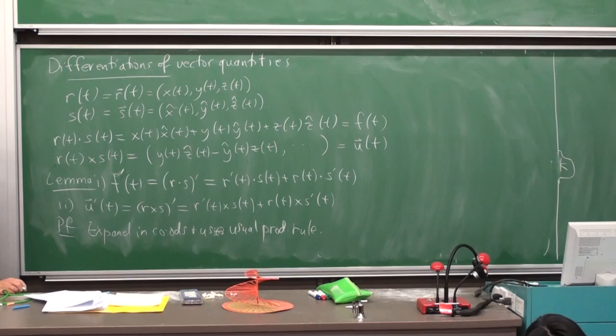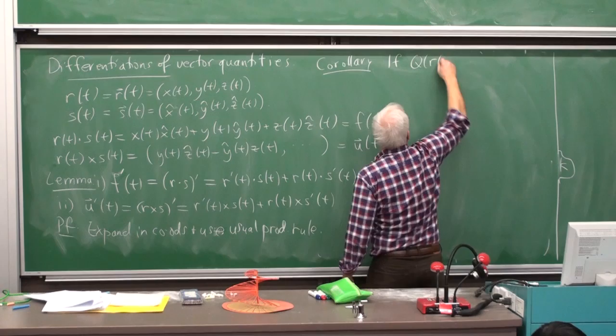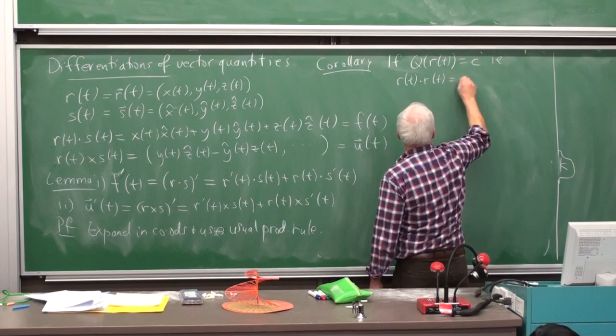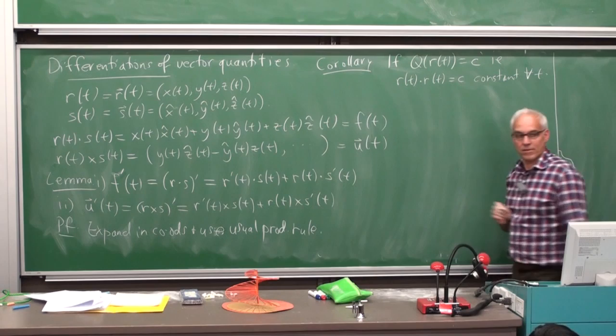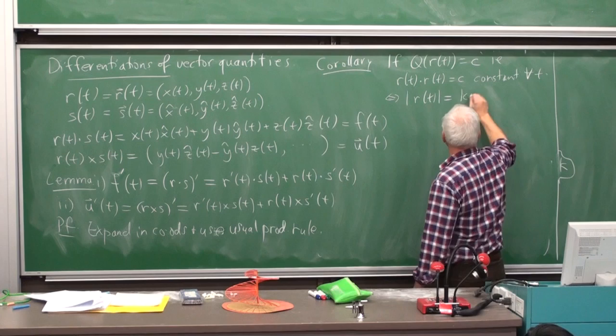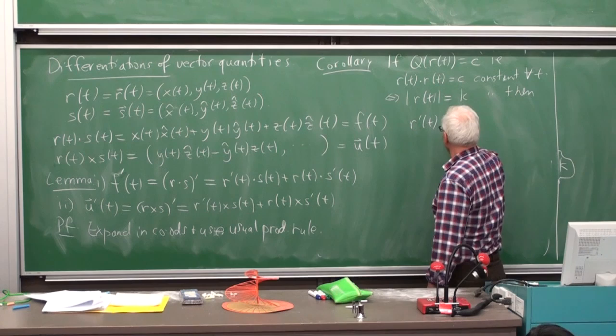So as a consequence of this, a corollary that's going to be very useful for us is that if we have the situation where the length squared of a vector function is constant, i.e., that r of t dot r of t equals c, which is constant for all t, or equivalently, if you take the square root, that the length of r of t is constant, then r prime of t is perpendicular to r of t for all t.